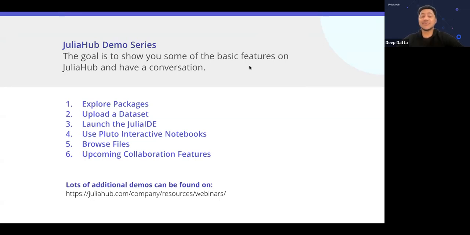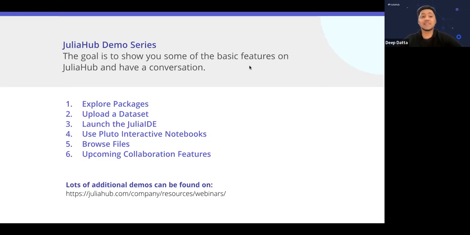I'll then show you on JuliaHub how to do some basic things like upload a data set. We'll launch the Julia IDE experience, which is in VS Code. I'll show you how to load a Julia package. Then I will show you the Pluto notebooks. Pluto is the Julia version of Jupyter notebooks. Basically it's an interactive doc where you can input Julia code and get outputs and plots and things like that. So you'll see that during the demo.